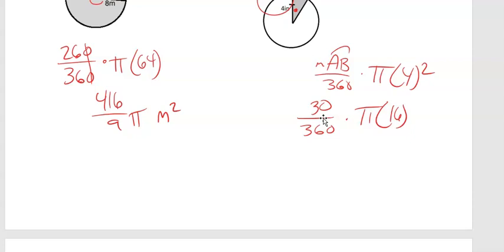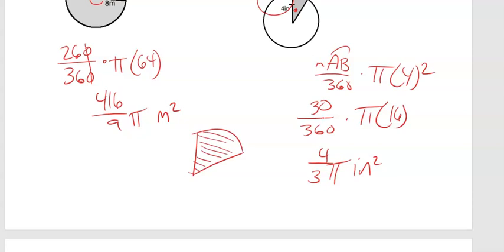What do you get? 4 over 3. Okay, so we're going to get 4 over 3 pi inches squared. I don't know if that's the units, but that's what I'm running with. So all of those, we're talking about the whole entire piece of pizza, which is called a sector.